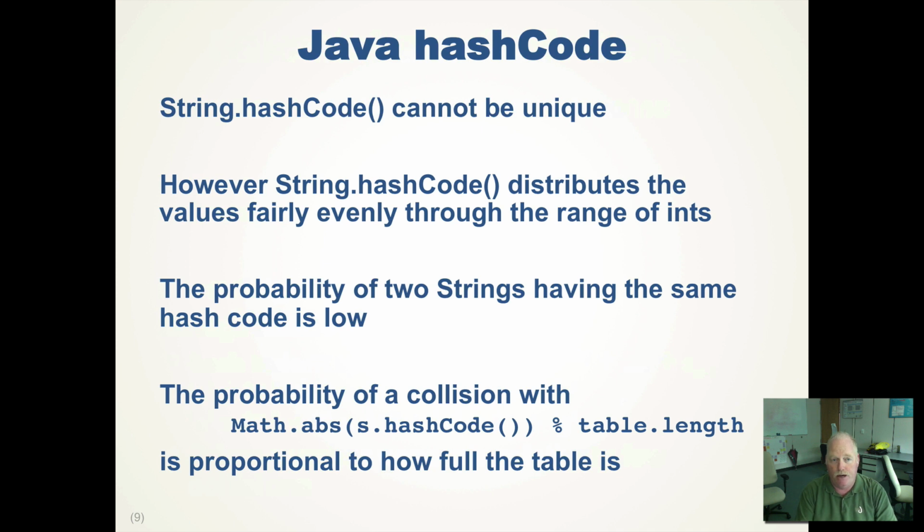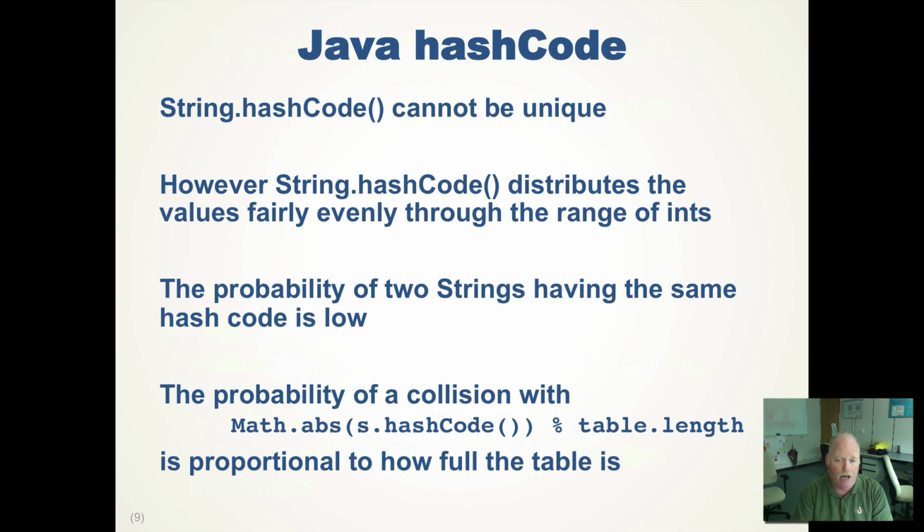Another thing to think about: String.hashCode cannot be unique. There's only so many integers. Integers can only represent so many values, and there are many, many more possible strings than those values. However, the hashcode algorithm that we're using will distribute the values fairly evenly over the range of ints.